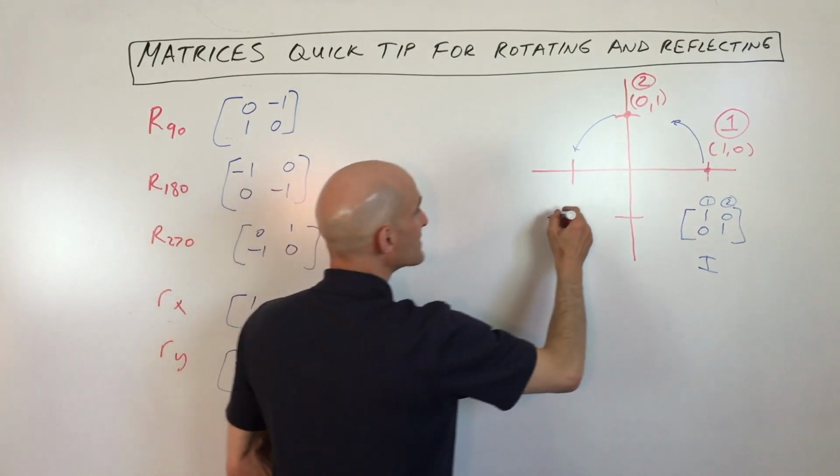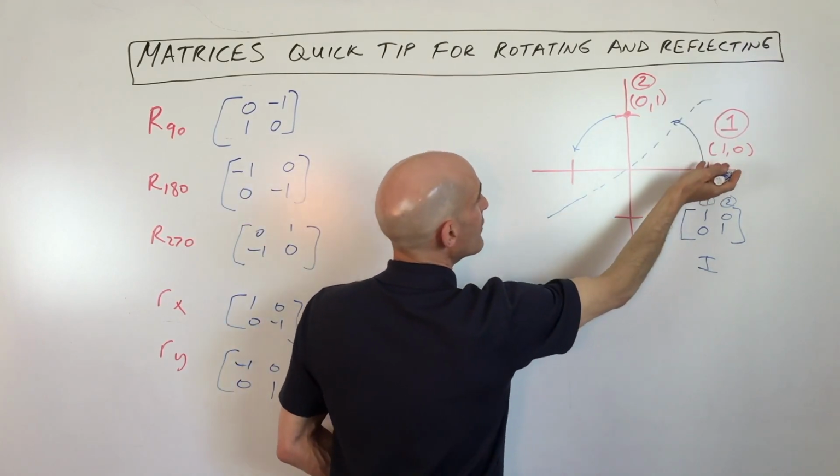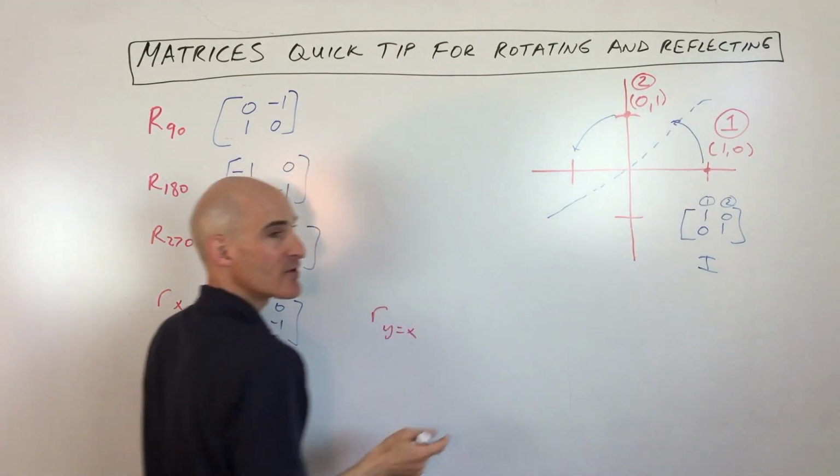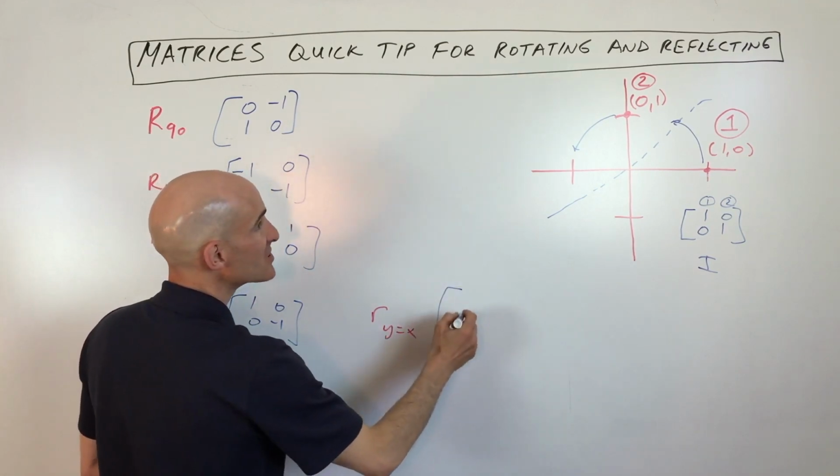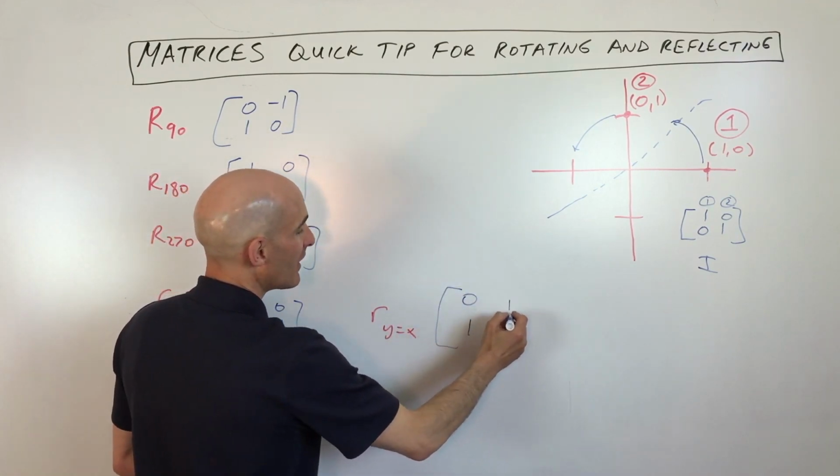And then the line y equals x, that's this 45-degree line here. This point is going to be where point 2 is. Point 2 is going to be where point 1 is. They're actually going to interchange positions. So that's going to be (0, 1) and (1, 0).